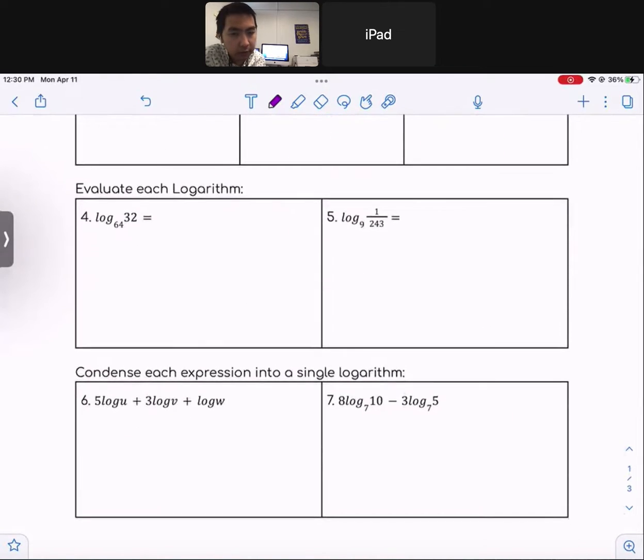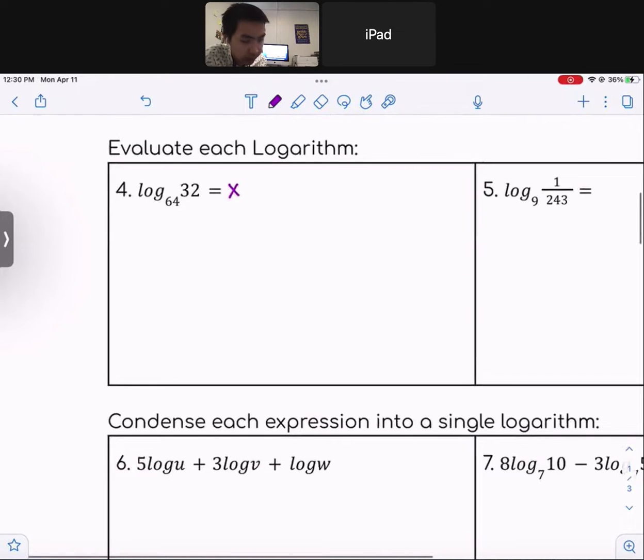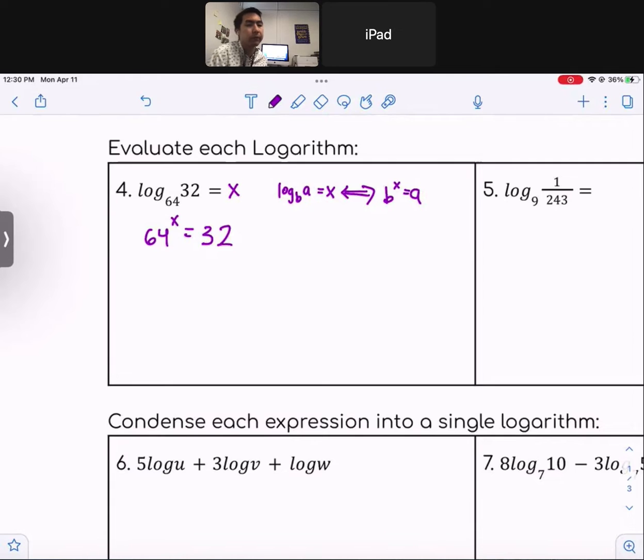Now we have to evaluate logs. When we evaluate logs, we should set this equal to some x value. Then we convert this from log form to exponential form. So we take the base, raise it to this power, and it's going to equal the argument, which is 32. Now, to get this, let's get common bases on both sides.